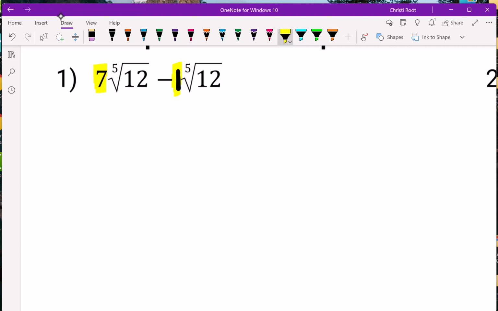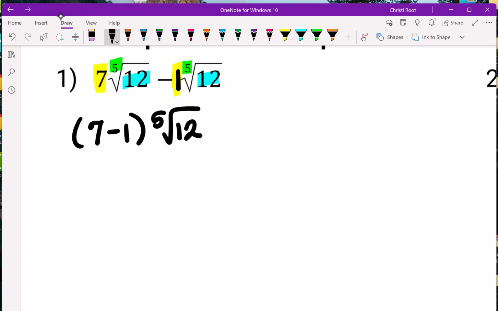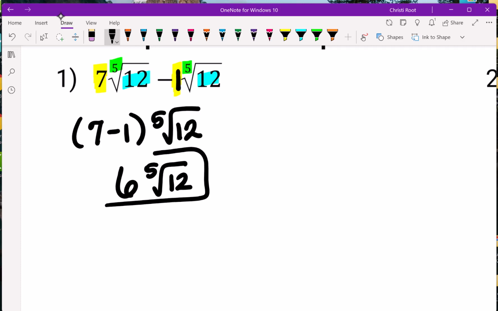So I have 7 minus 1. But you've got to double check. You've got to make sure. Am I able to subtract 7 and 1? Do I have the same index? Yes, they're both fifth roots. Do I have the same radicand? Yeah, they're both 12. So as long as those are the same, my answer is going to be, question mark, so many fifth roots of 12. So mentally, what you're doing is you're subtracting 7 and 1. And that just gives you a grand total of 6 fifth roots of 12.